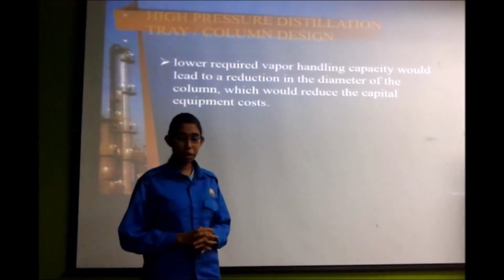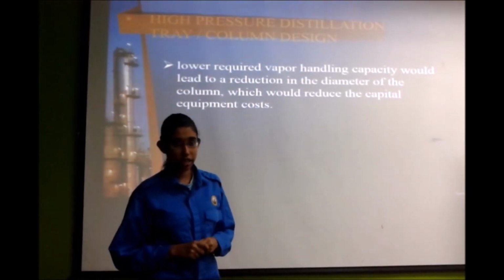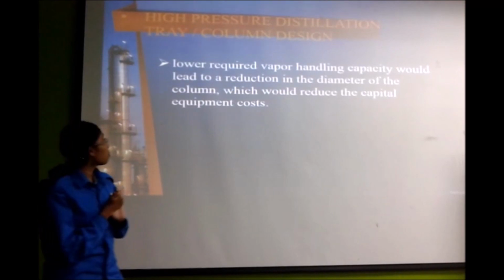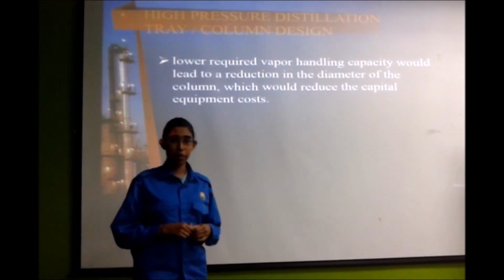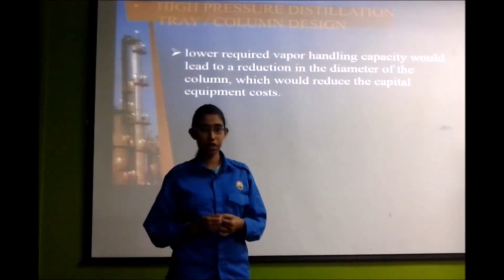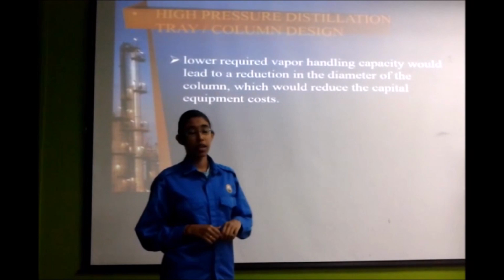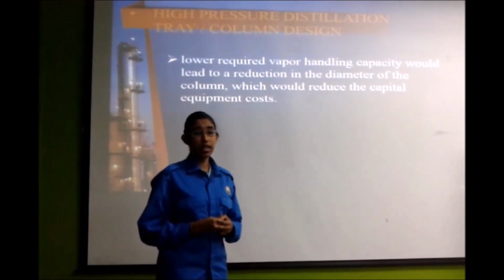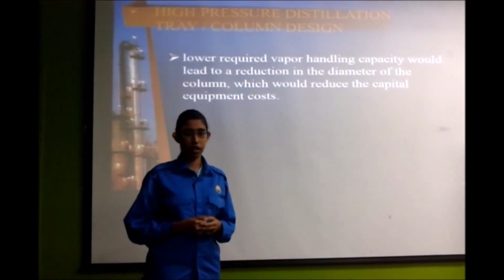My name is Shamita. I would like to proceed on factors that affect the production rate. First factor is high pressure distillation tray and column design. At high operating pressure, the vapor density would increase and therefore lower the required vapor handling capacity. This would lead to the reduction in diameter of the column, which would reduce the capital equipment cost.